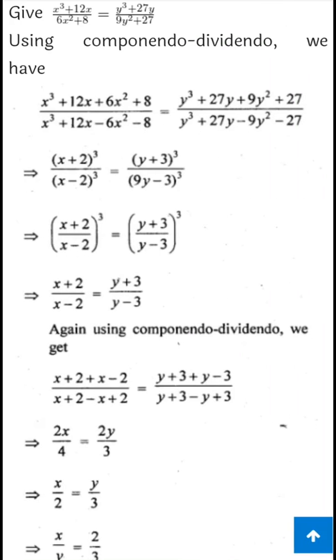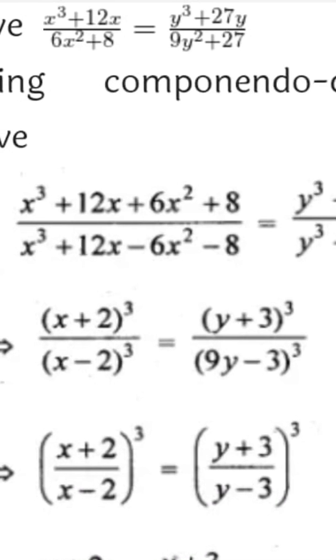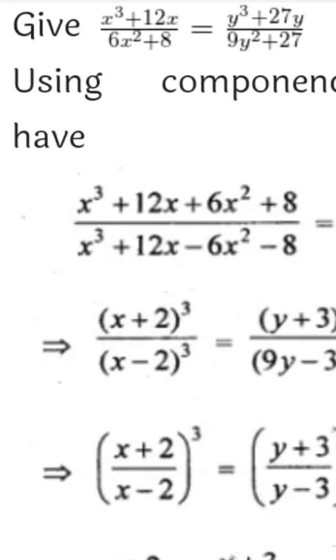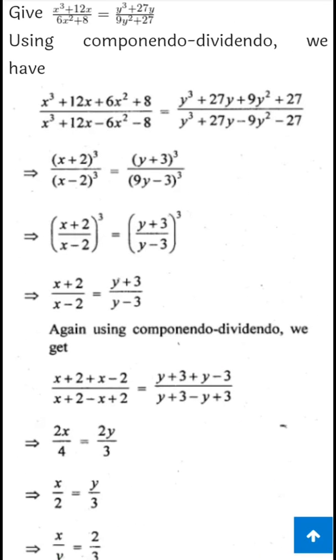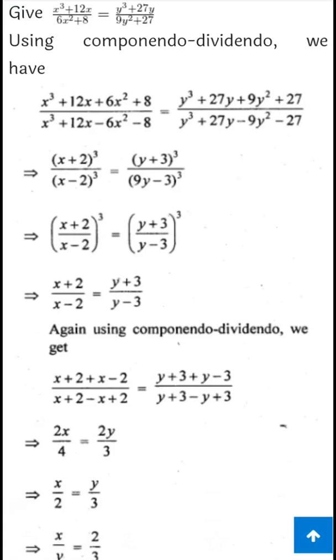Okay, so let's move to the next. Here in the given question, it says x cube plus 12x upon 6x square plus 8 is equal to y cube plus 27y upon 9y square plus 27. This is what is given in the question, and we have to solve it to find out the value of x. So to do that, apply componendo and dividendo. What I get is the expression shown on the screen.